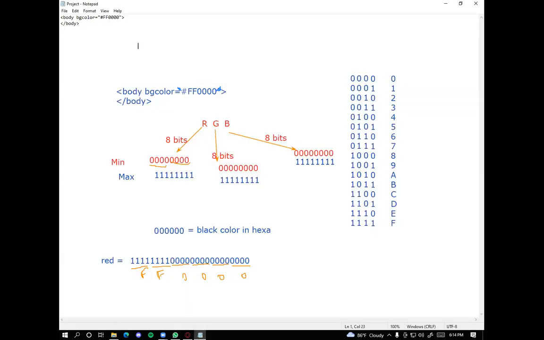Right, now all of you, can you tell me the color code for green? I need the binary color as well as the hexa color. I need both, binary one. Binary color code for green and hexa color code for green. And also I need decimal, right? Binary, hexa and decimal. Okay, tell me now.